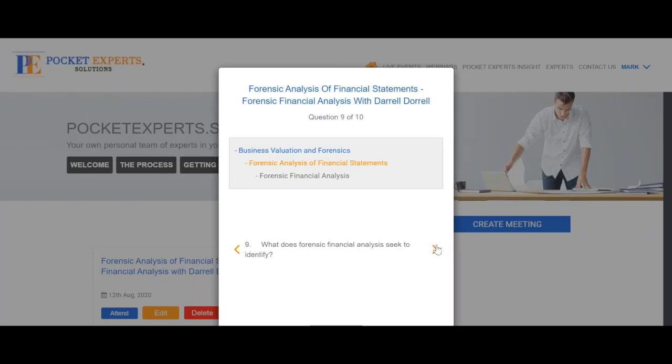Okay, and that kind of leads us into the next question, right? What does FFA seek to identify? Yeah, that's a really good question, because in its most basic sense, what you're trying to identify is aberrations or variability in the data. Aberrations are important because, everything else being equal, and keep this in mind, the data resulting from business operations should behave in a predictable manner.